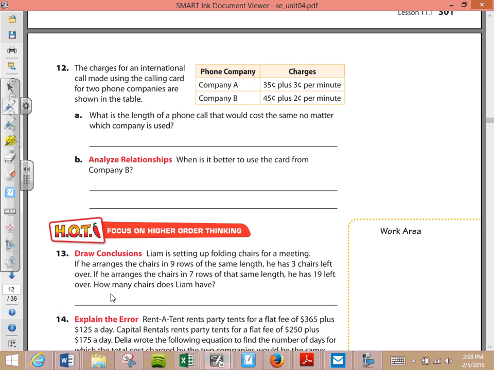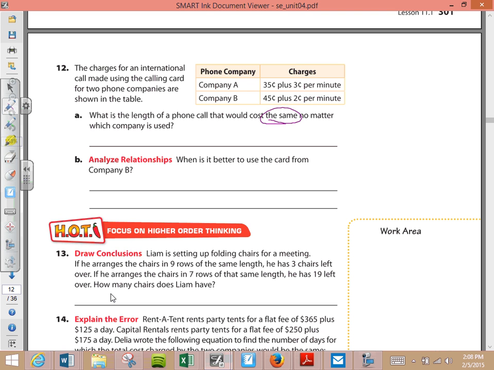The charges for an international call made using a calling card for two phone companies are shown on the table. What is the length of the phone call that would cost the same no matter which company is used? What is the keyword here? Same, right? Let me just put them equal to each other.